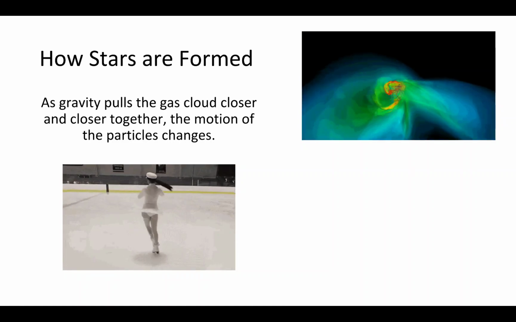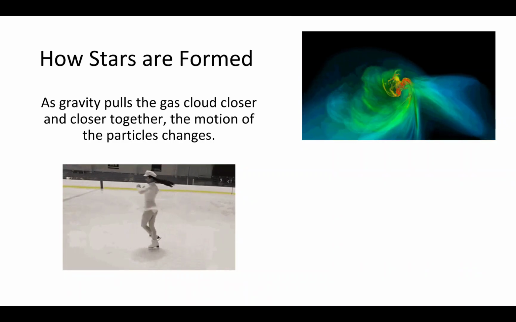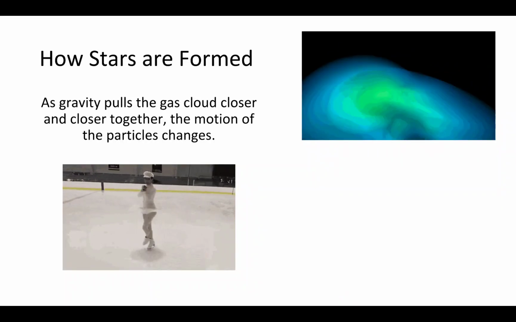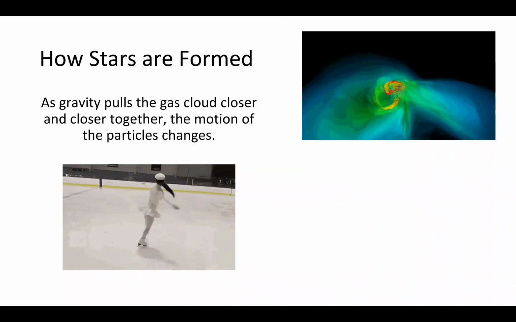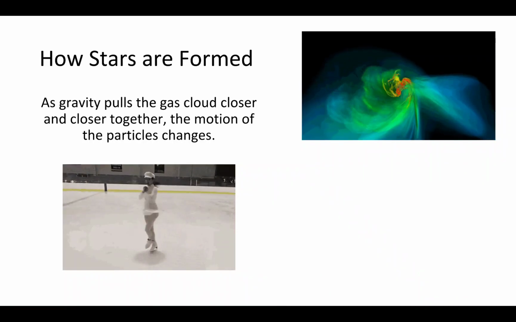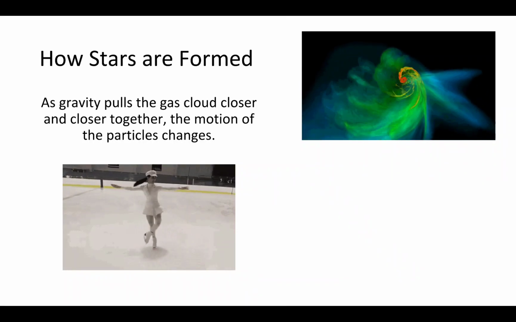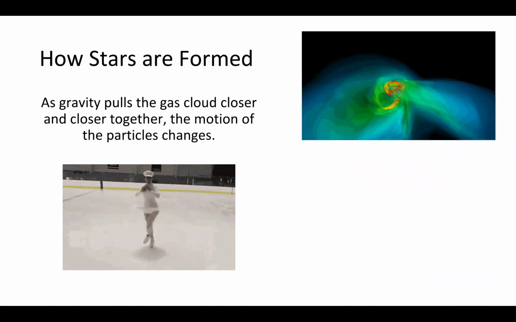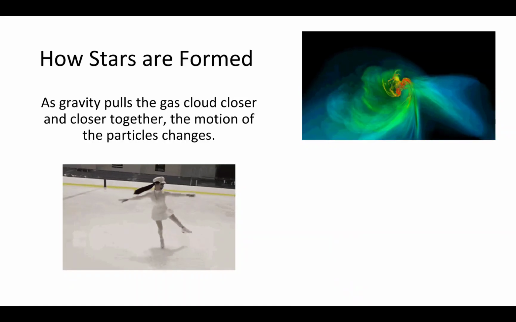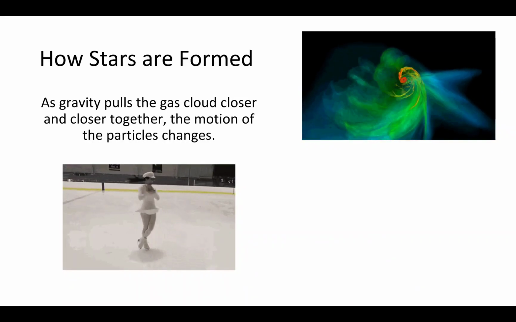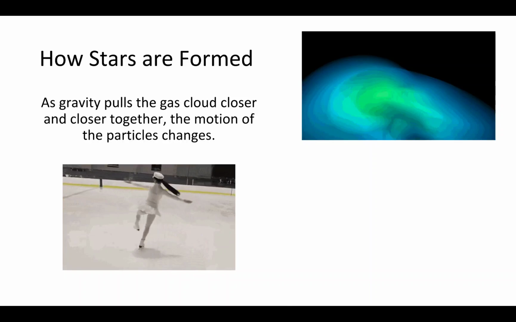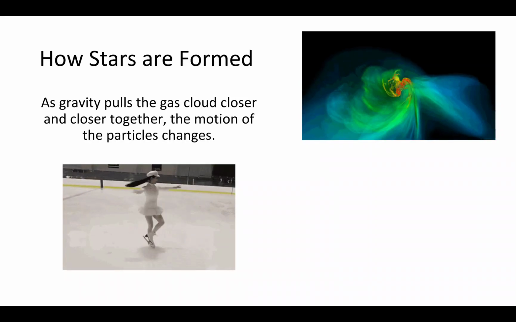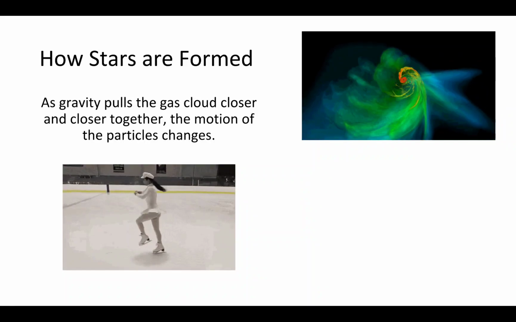So, I've got a couple of images here. So as gravity pulls the gas cloud closer and closer together, what the particles will do is they'll start to rotate really fast, and it's a conservation of angular momentum. So as you can see the figure skater below, she gives herself a little push as she brings her mass inwards, as she pulls her arms in. She starts to rotate faster and faster. The same happens with the nebula clouds, as you can see on this animation in the top right hand corner.